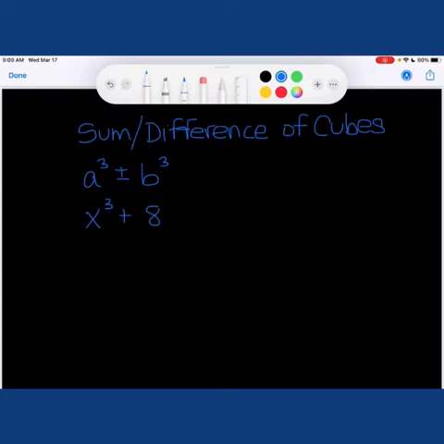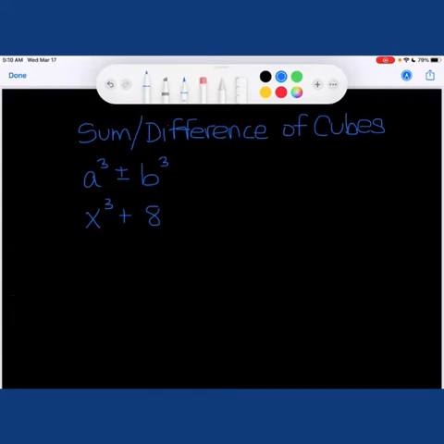When I say perfect cube, I mean 2 cubed is 2 times 2 times 2, which equals 8. That means 8 is a perfect cube. 1 is a perfect cube because 1 times 1 times 1 is 1. 27 is a perfect cube because 3 times 3 times 3 is 27. So knowing those perfect cubes does make this a little bit easier to spot.